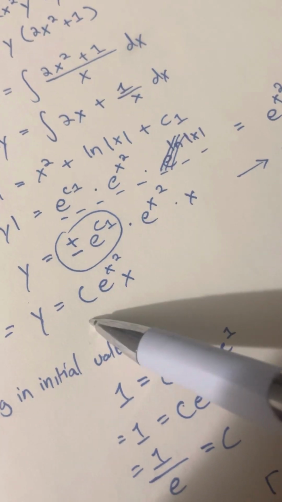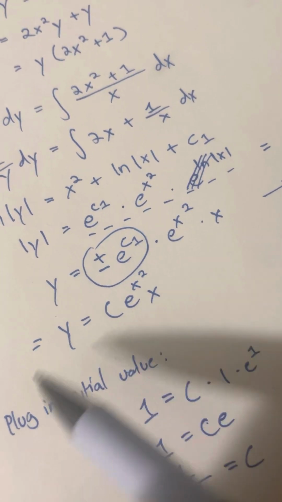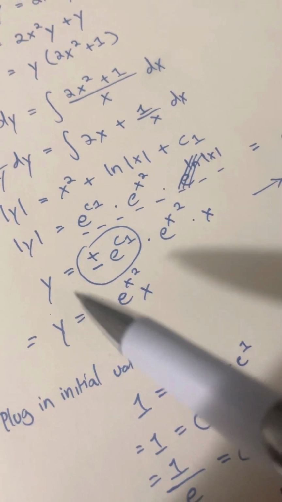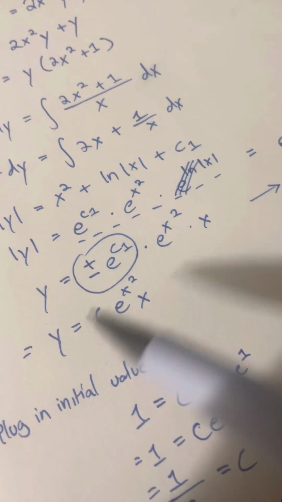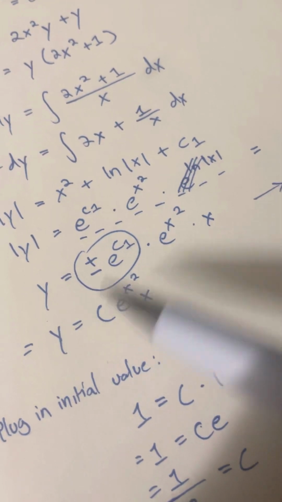Now, you simplify it, and it's just beautiful. It's so consistent and concise and small, and that's what you want, honestly. Whatever you could do to shorten your equation, that's what you should be doing. So plus minus e to the c1, just turn it into a c, and you're good to go.